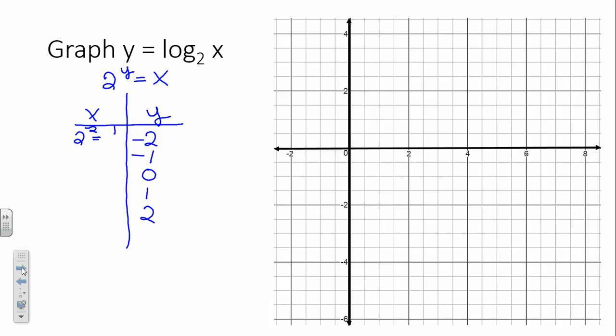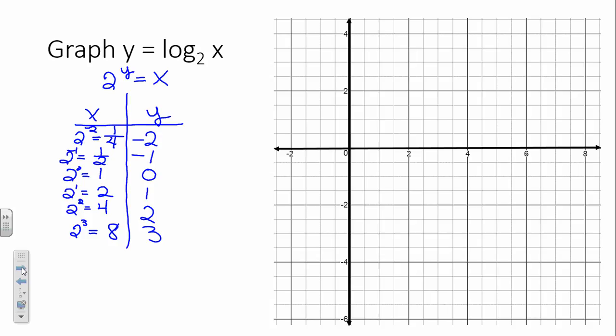1/4. Because when we have a negative exponent, we drop it to the denominator, and then we square it. Okay? 2 to the negative 1. 1 over 2, 1/2. 2 to the 0. 2 to the first. 2 to the second. And let's do a 2 to the third. I think we have room on our graph. 8. Okay. So now we're ready to plot this guy.